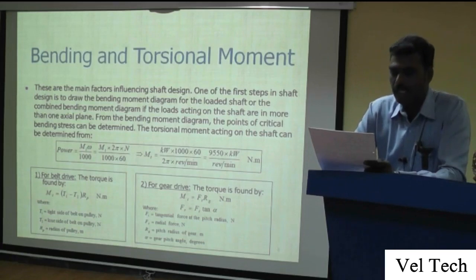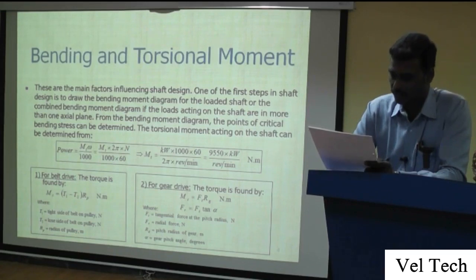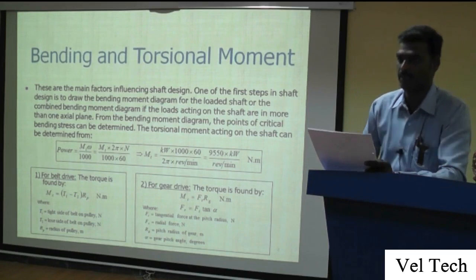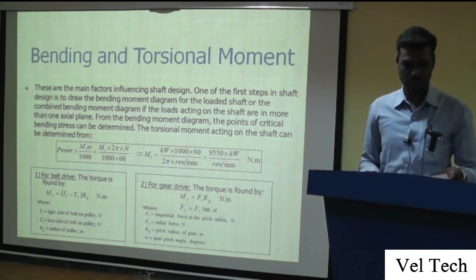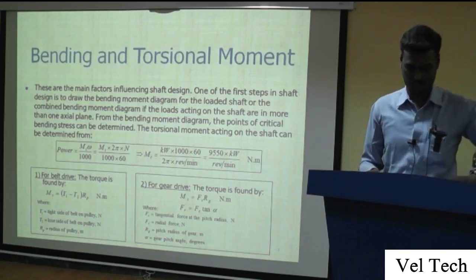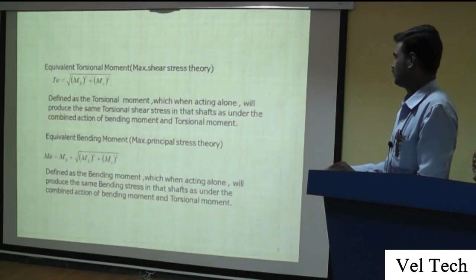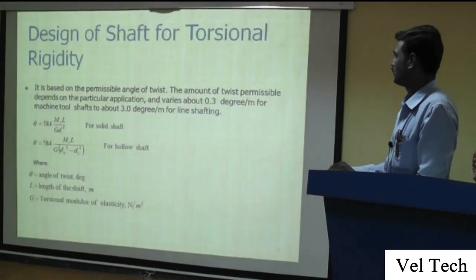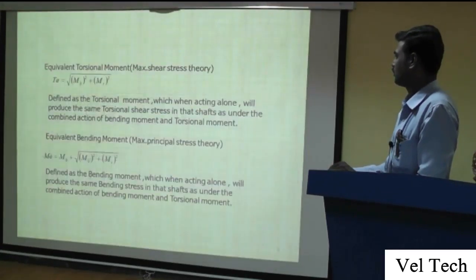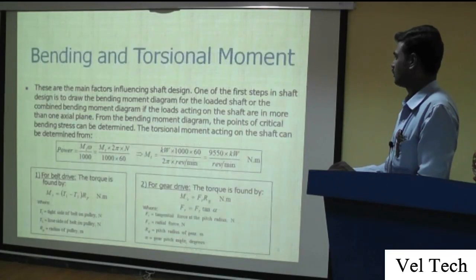For example, consider this is a simply supported beam. I have just mounted a gear here. What will be the case? I have to find out the tangential force because of the gear mounted on the shaft. So what is the equation? The general equation: what is torque here? Force into radius. What is the force here? Tangential. What is the radius?